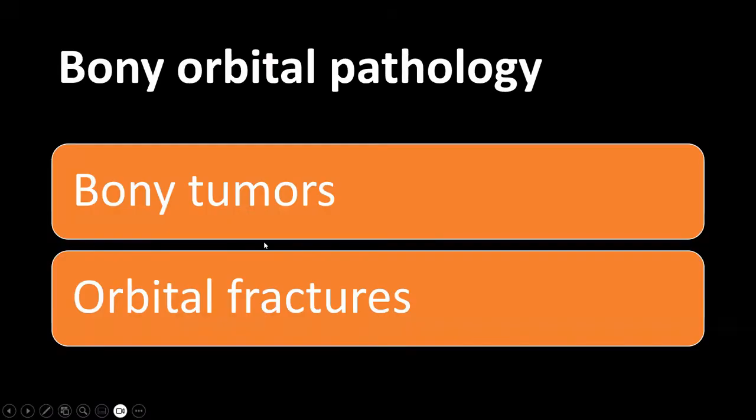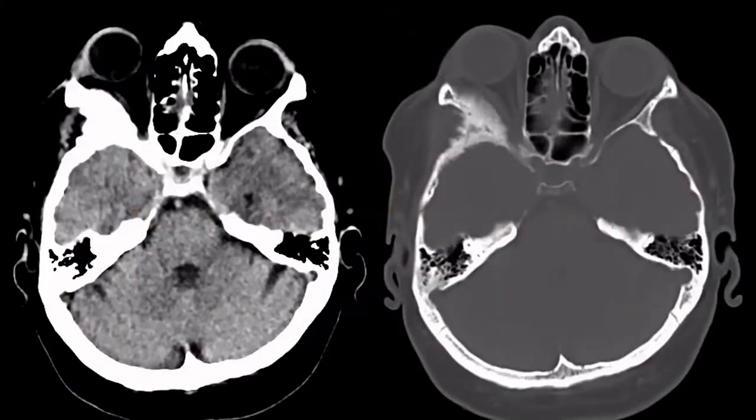Let's talk about some pathological conditions. I made a distinction between two groups of pathologies, bony tumors and orbital fractures. Let's talk about bony tumors to get started, and this is a must-know diagnosis for any radiologist, I believe.